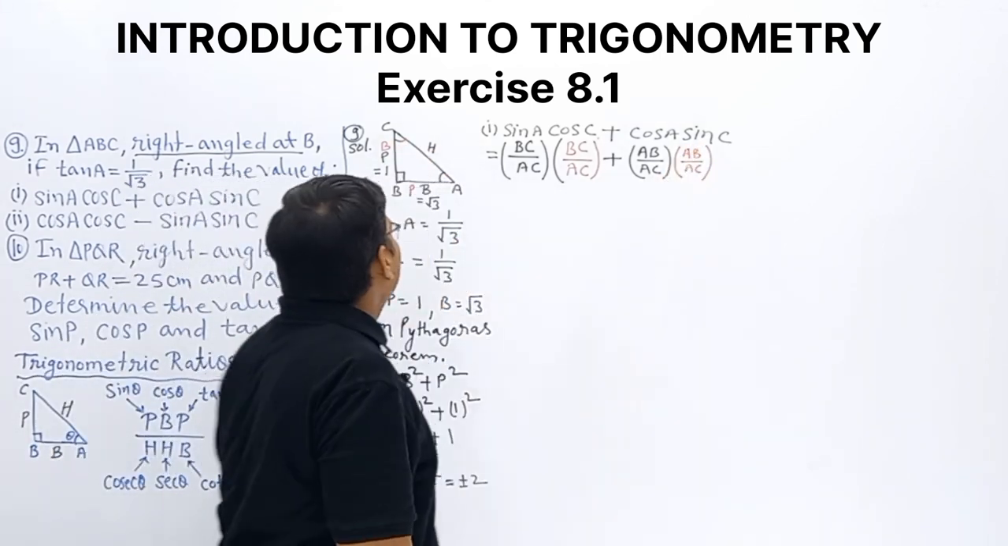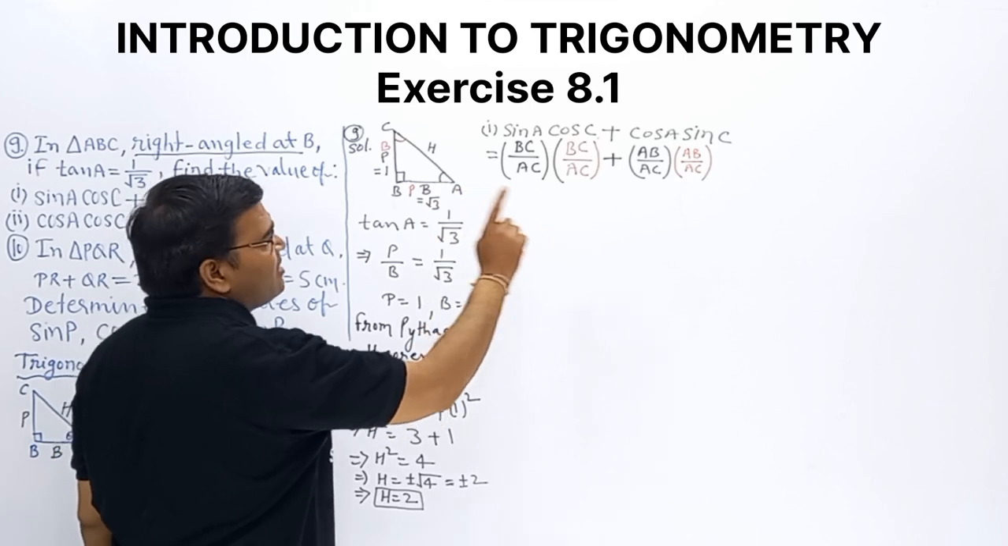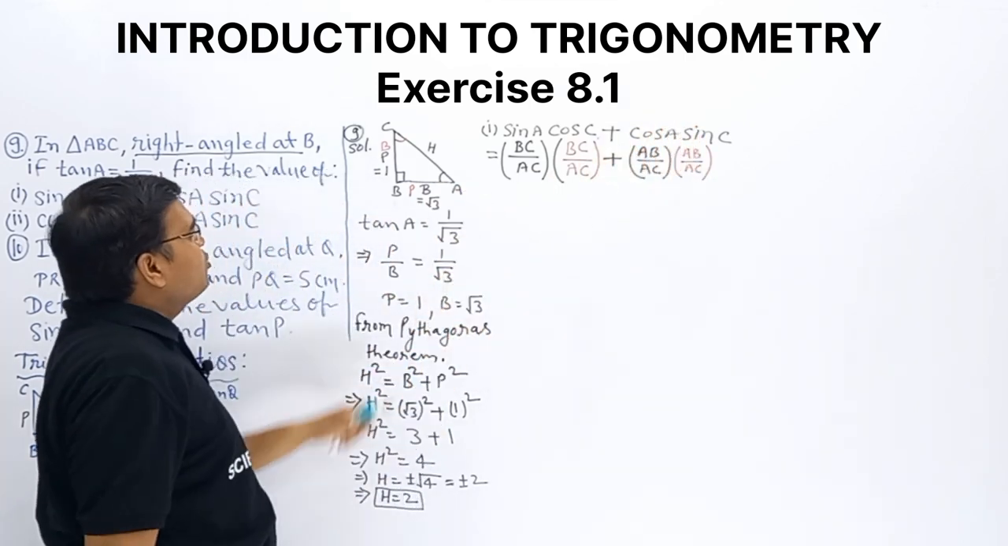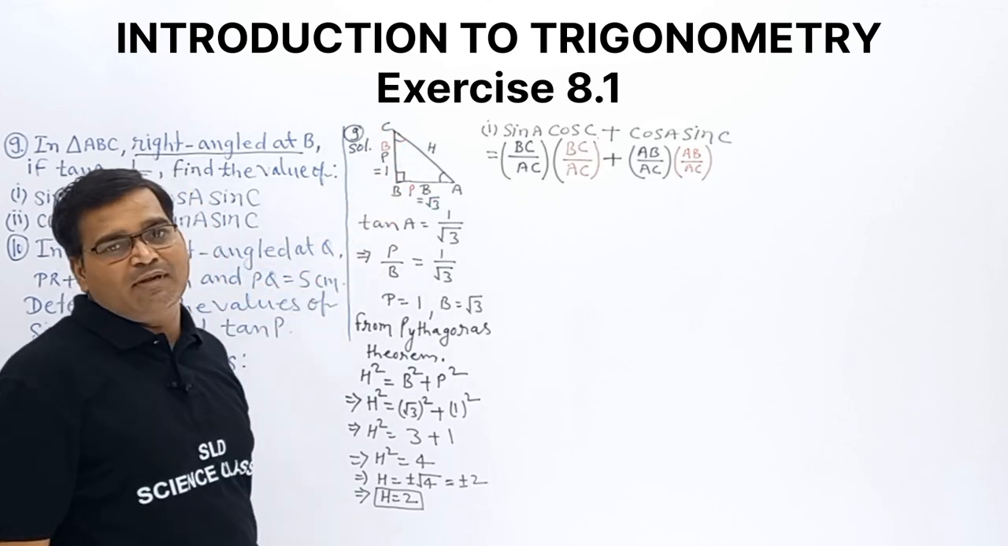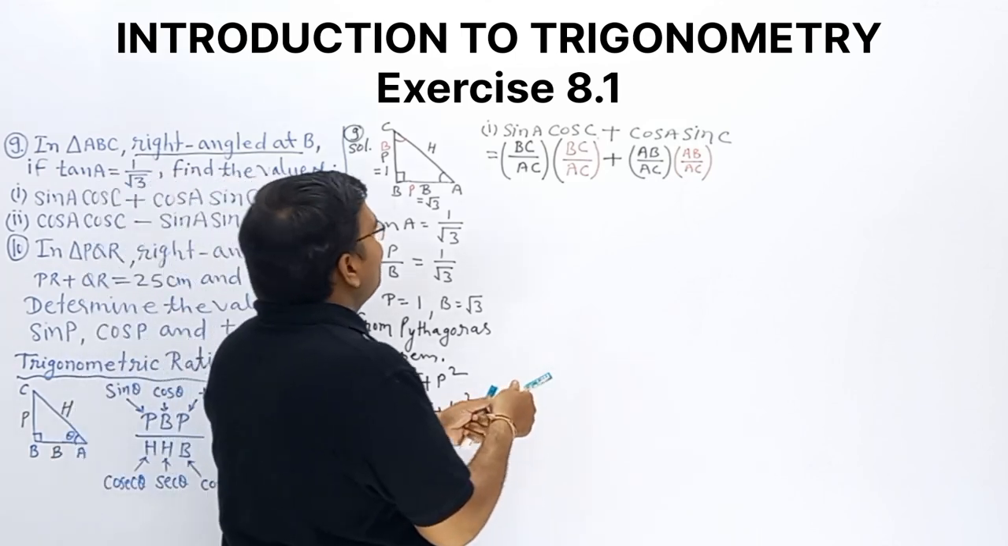Clear? For sin C, what will be the sin theta? Sin theta is the perpendicular upon hypotenuse. So for C, the perpendicular is this one, AB. Clear? And hypotenuse is this one. Clear? Now put the values.